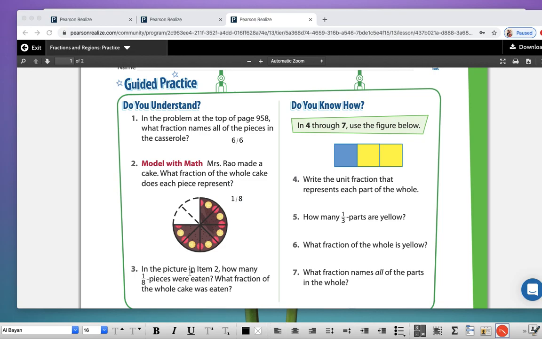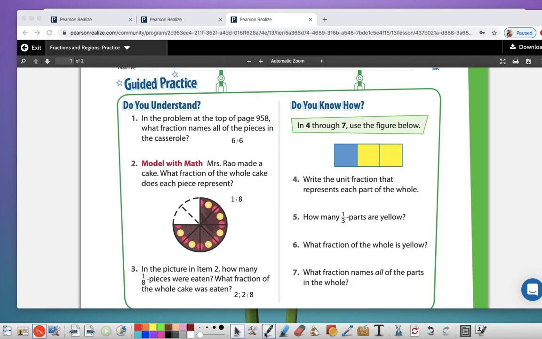In the picture in item 2, how many 1/8 pieces were eaten? What fraction of the whole cake was eaten? So how many pieces were eaten? 2. Then we're going to write that as a fraction. So 2/8 were eaten. Boys and girls, so you can see what that looks like written, I'm going to do it with the pen. It would be written like this: 2/8. That's what it looks like written instead of typed.